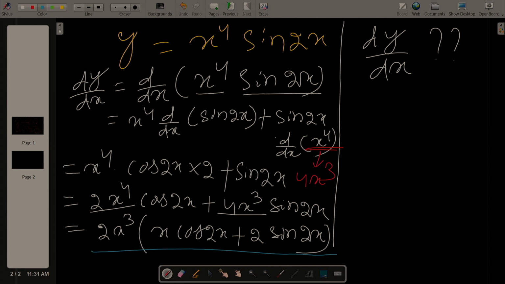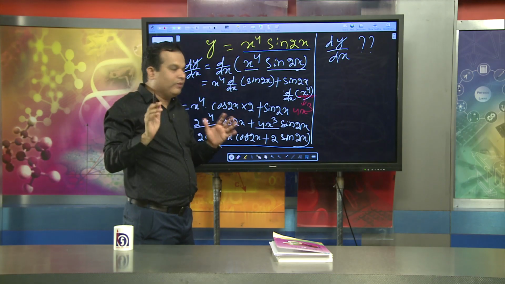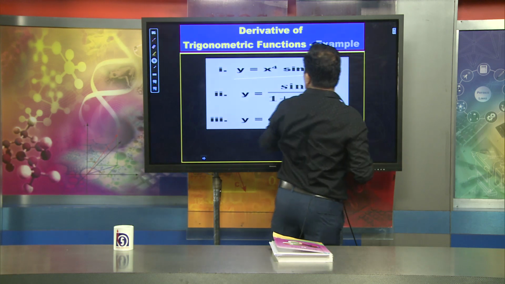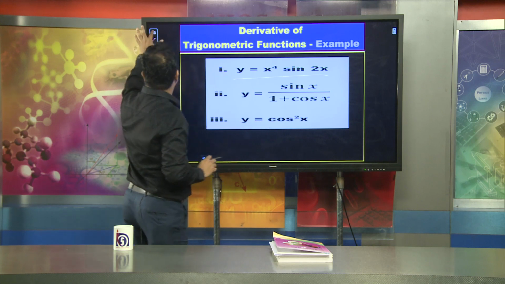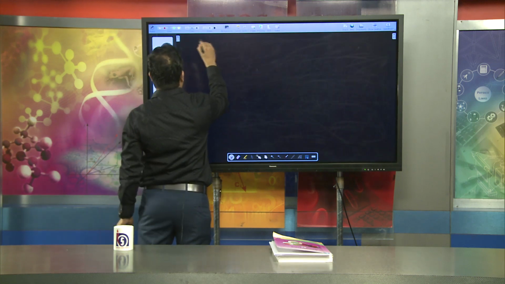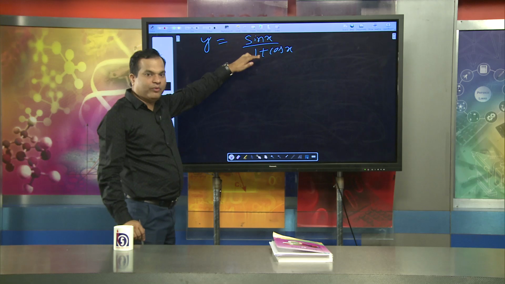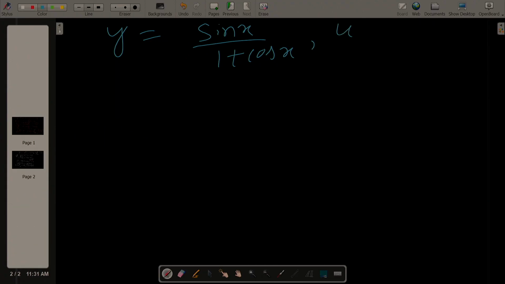And you know that it is quite difficult if we do not use the trigonometric formula. Okay. Now we will move to the next formula, that is sin x by 1 plus cos x. Suppose the second example is y equal to sin x by 1 plus cos x. This is a trigonometric function in the form of u by v, and we are going to find out dy by dx. What will be the value of dy by dx?